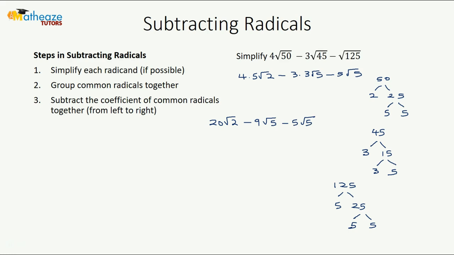of 5. In this case, we can see here that these two right here, the 9 square root of 5 and 5 square root of 5, have common terms, so we can work with them. But this 20 square root of 2 doesn't have any common terms with the other ones, so we're going to leave it the same way. So this is going to be 20 square root of 2, and then here we have minus 9 minus 5 square root of 5. So this is 20 square root of 2 minus 14 square root of 5.